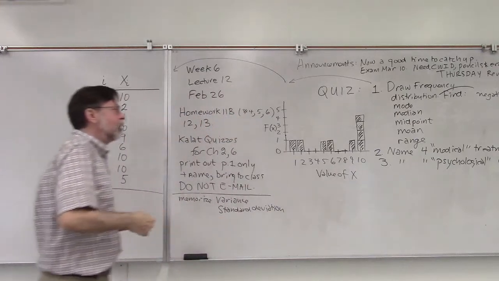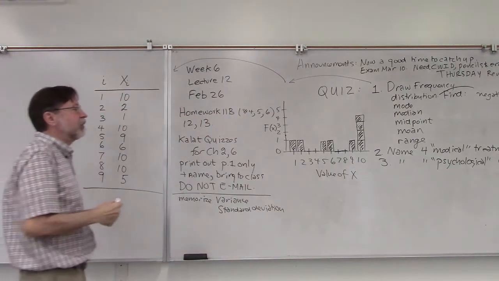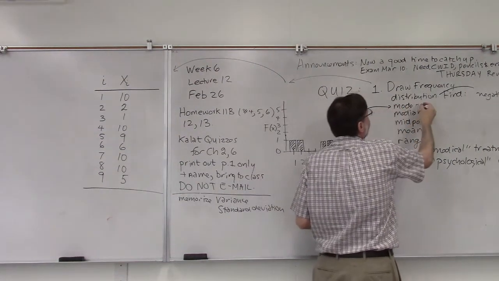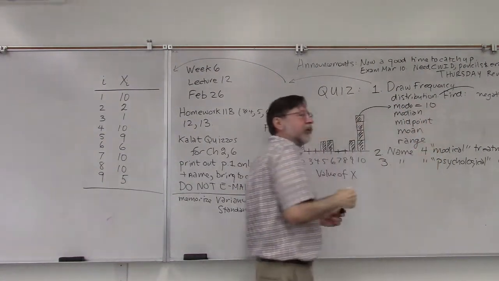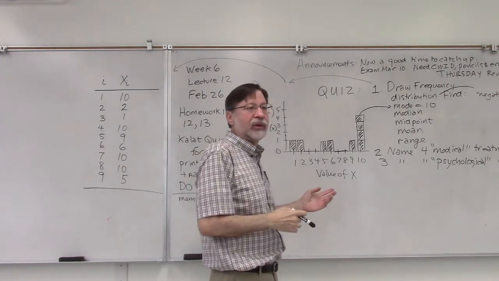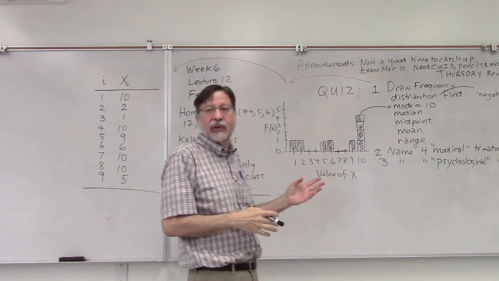Find the mode. The mode is that value of x that's most frequent, and so the value of the mode is 10. So the mode is equal to 10. How many got that? Okay. Any questions about the mode? The mode is that value of x that's most frequent.